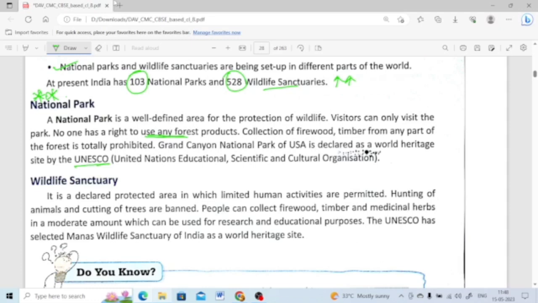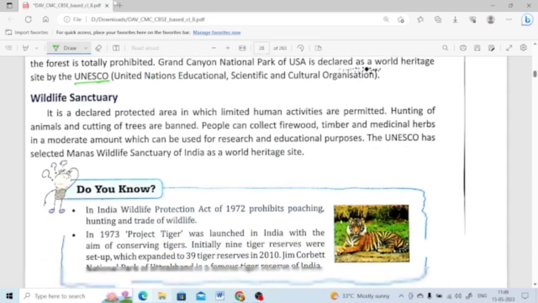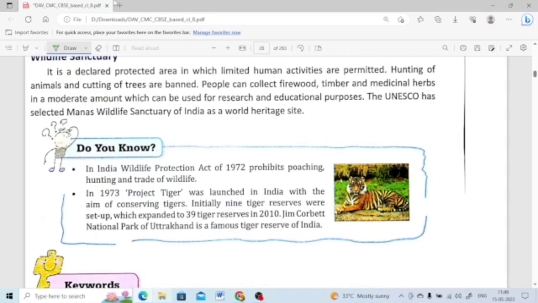A wildlife sanctuary is a declared protected area in which limited human activities are permitted. Hunting of animals and cutting of trees are banned. People can collect firewood, timber, medicinal herbs in a moderate amount, which can be used for research and educational purposes. The UNESCO has selected Manas Wildlife Sanctuary as a World Heritage Site.